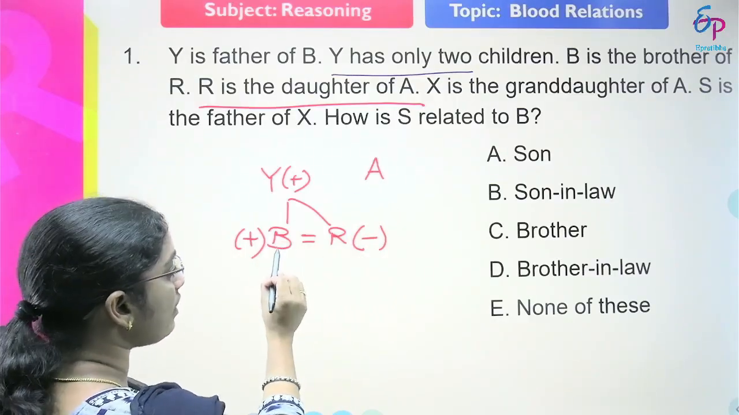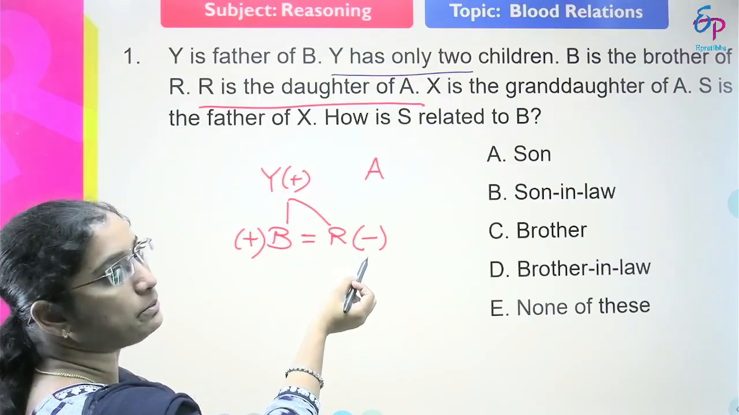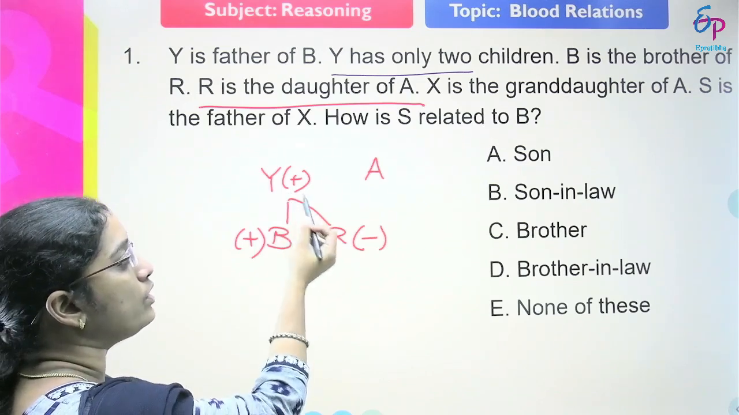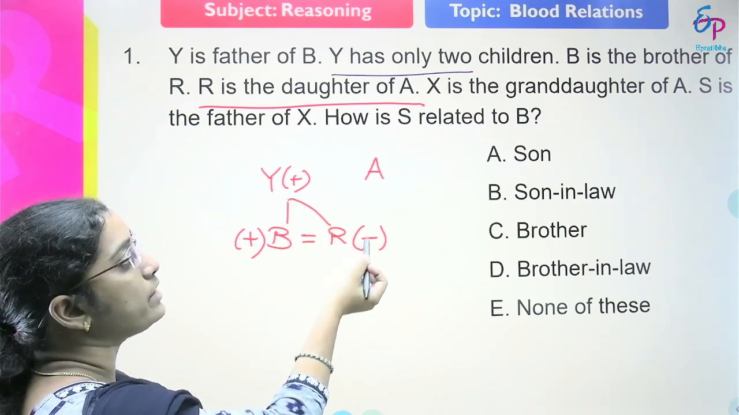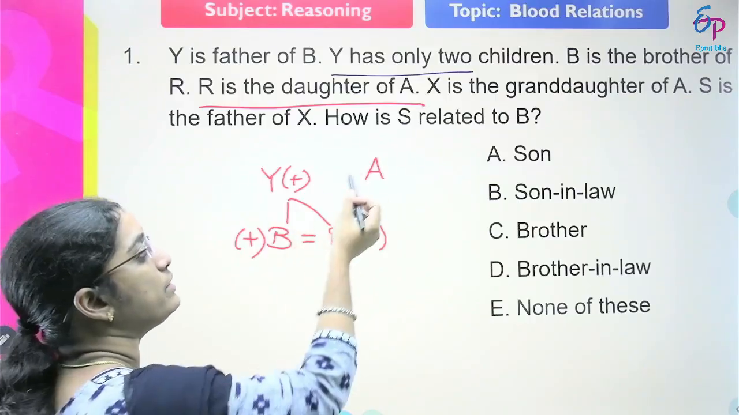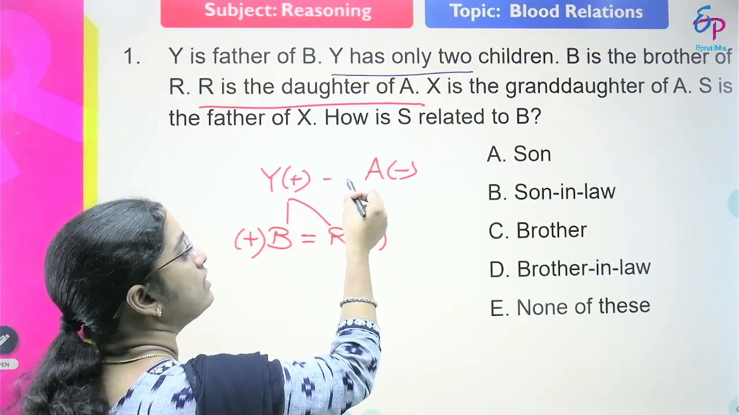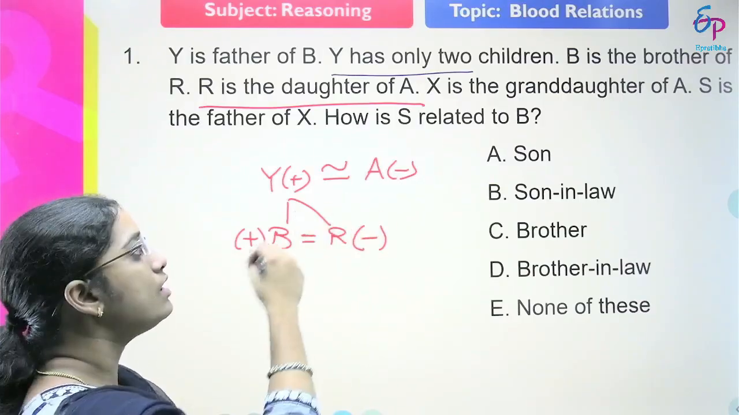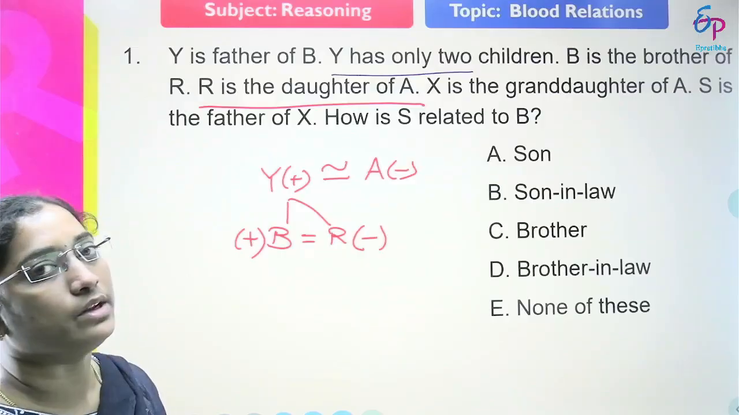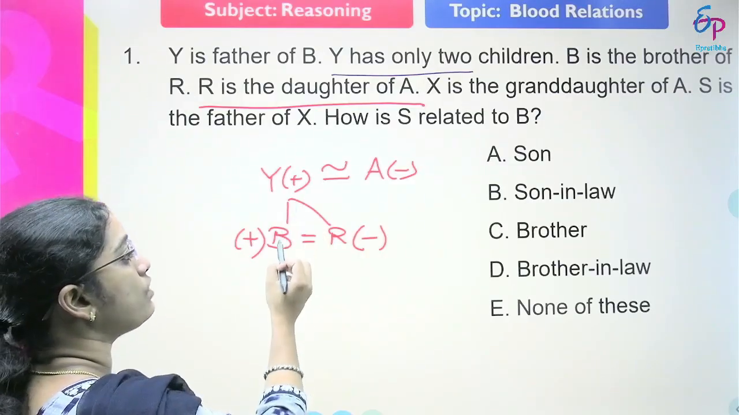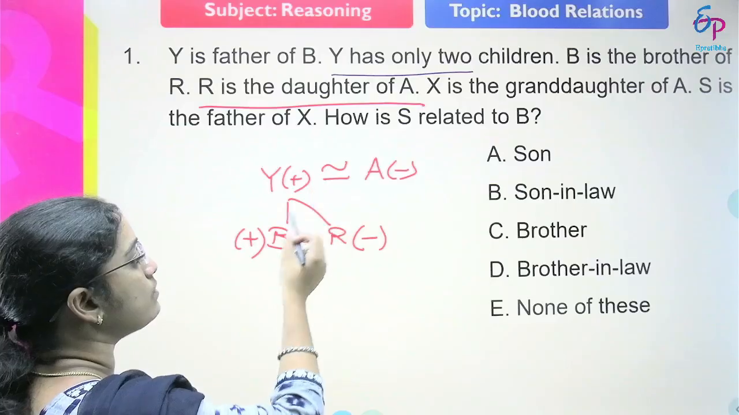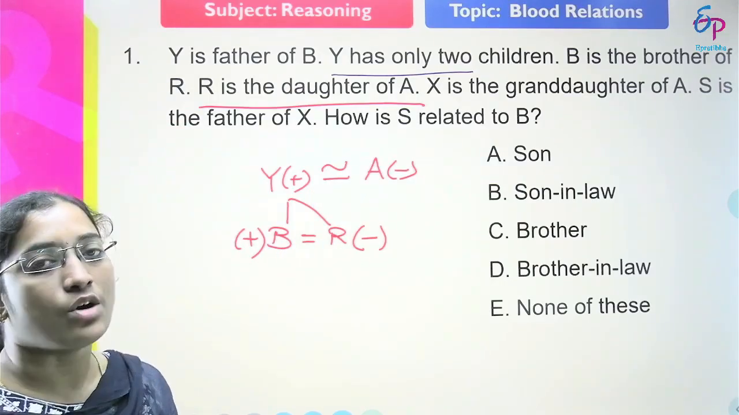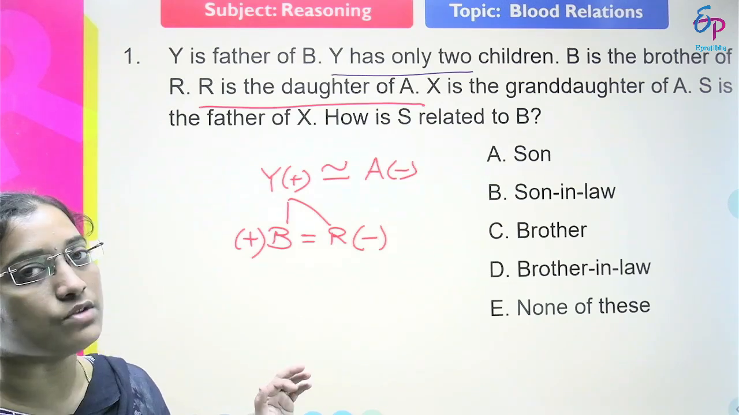Just observe here. In case B and R are siblings, definitely for these two children the father is Y. But we already have a father for R, and they mention one person is a parent of R. That means definitely that person is female, that means a mother. So Y is father and A is mother, which means definitely these two persons are a couple. For couple indication we are using the equating symbol. That means Y is father of both B and R, and A is also mother of both B and R. These two persons are siblings, so definitely for them the father and mother are the same.